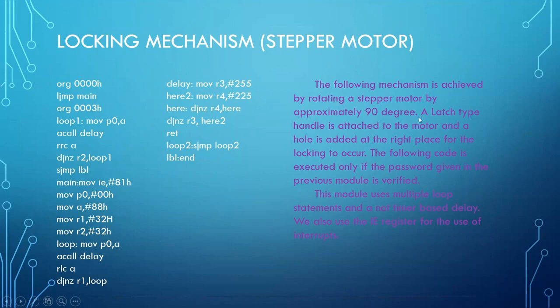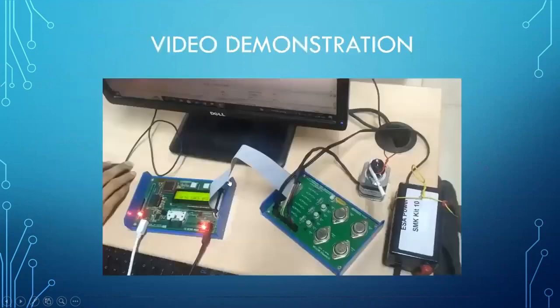A latch type handle is attached to the stepper motor, and a hole is added at the right place to demonstrate the locking mechanism, that is, whether the door has been locked or not. This code gets executed only when the password given by the user is correct. This is the video demonstration of the same.